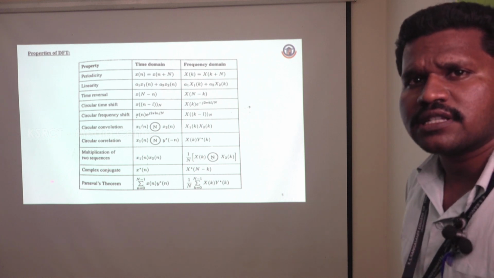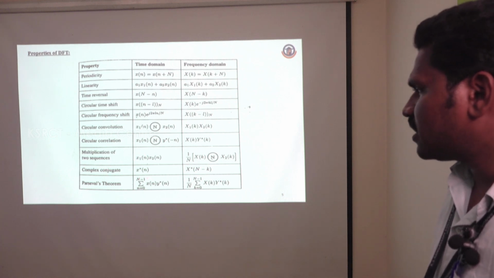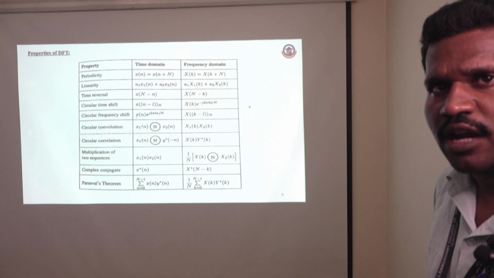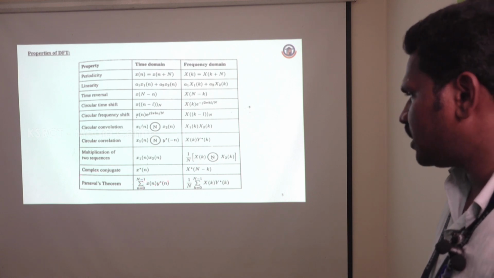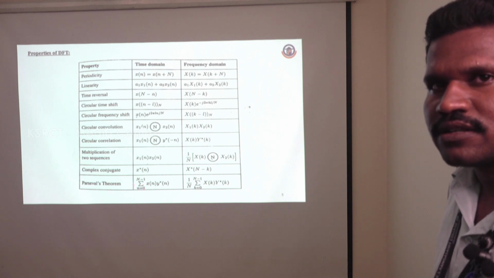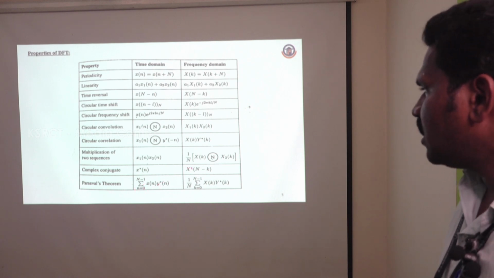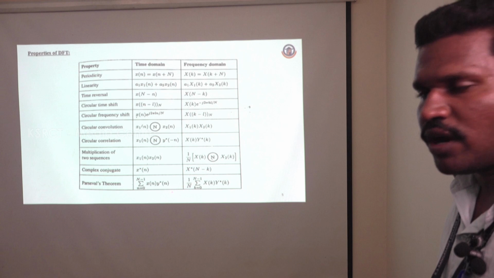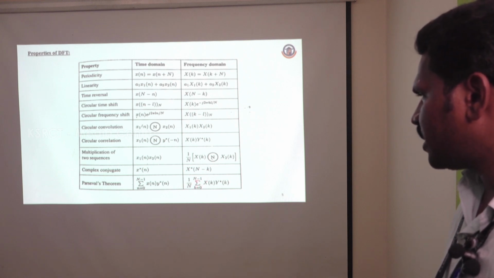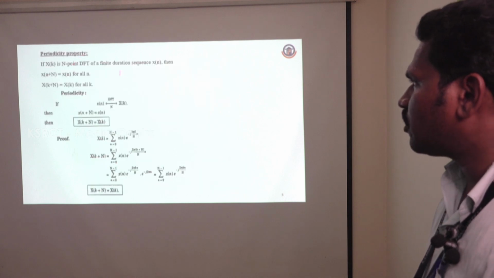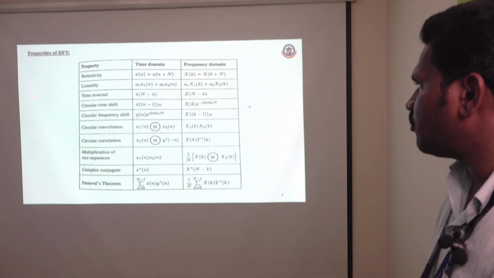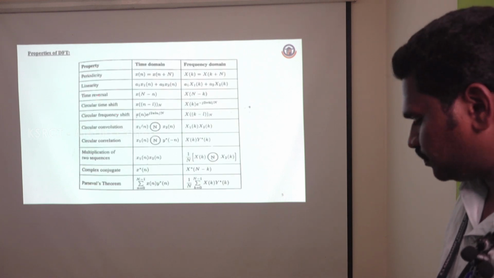Now the last property is Parseval's theorem. In Parseval's theorem, two signals are multiplied with the help of summation of n varying from 0 to N minus 1, x of n into y conjugate of n. One signal is the real signal, another is the complex conjugated signal. For this case, the frequency domain information is 1 by N summation over k varying from 0 to N minus 1, X of k into Y conjugate of k. So these are the list of properties that have been studied for the DFT.